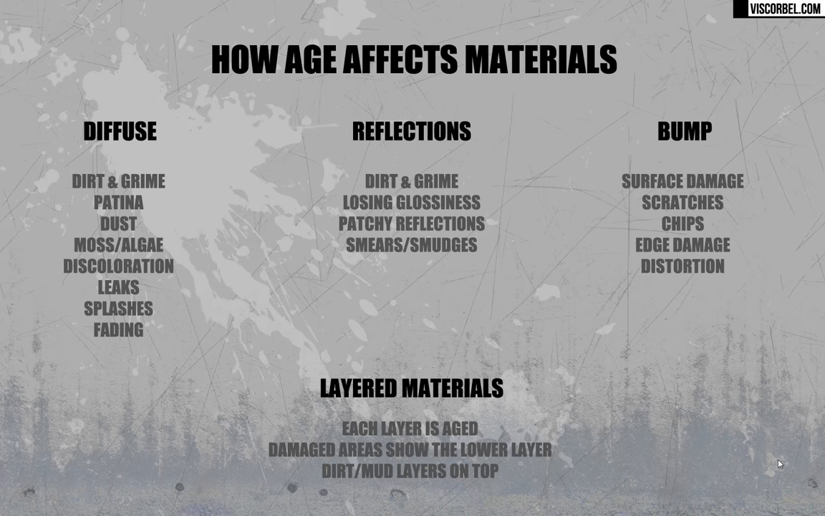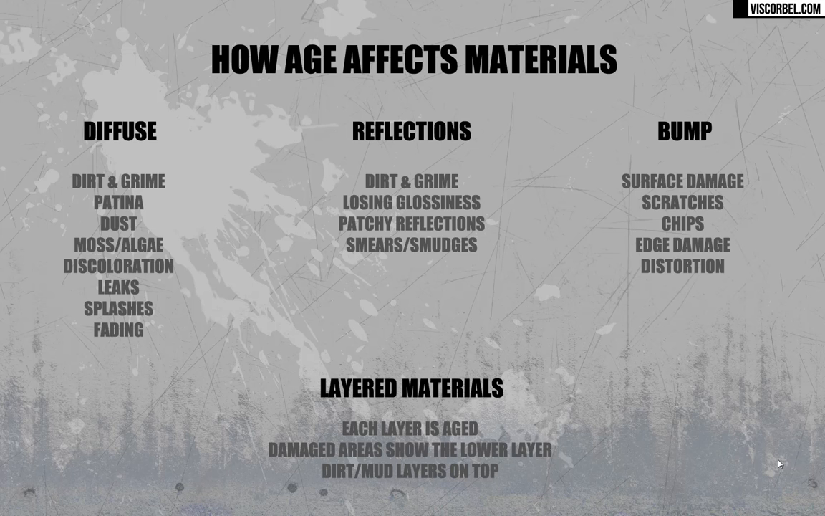Right, so the reflections can get dirtier. There can be some dirt and grime on top of the object that blocks the reflections. And usually objects lose their glossiness with age as well. They lose their perfect polish and become a bit blurrier in reflections. Some areas become less reflective, some areas stay the same, so you get this slightly patchy look.